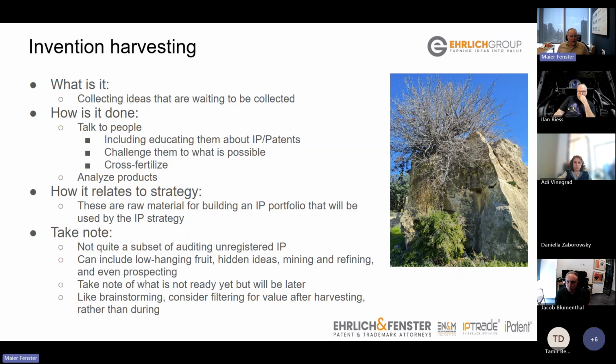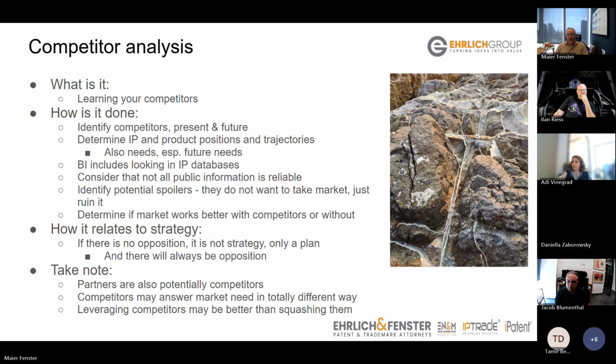And something very important, when you do invention harvesting and something is not ready yet, you should take note of it and write down this idea. We should look again in 6 months, maybe it'll be ready. Competitor analysis. It's learning about your competitors. Strategy is about competition. If there is nobody opposing you, you can just have a plan, you don't need a strategy. And guess what? There's always somebody opposing you. Why? Because if you make money, they want to make money too.